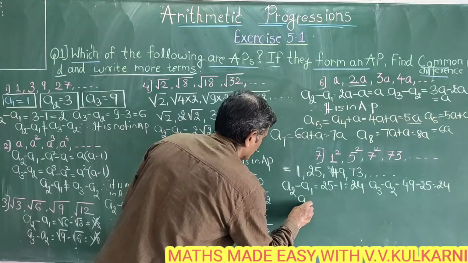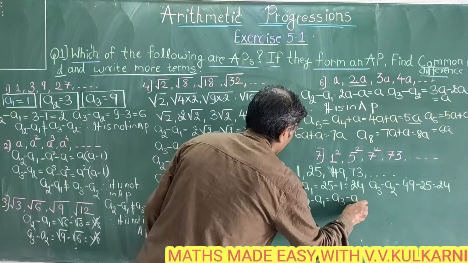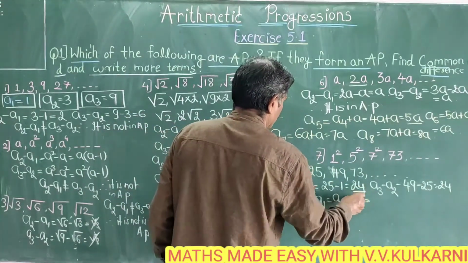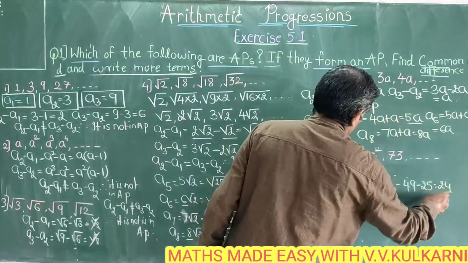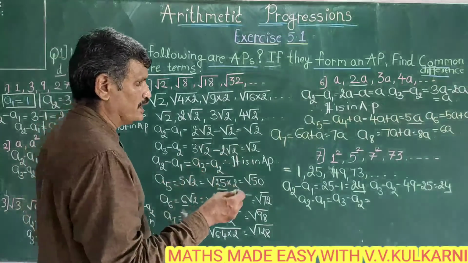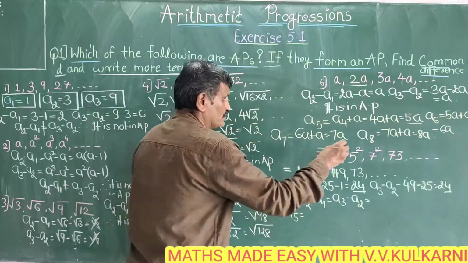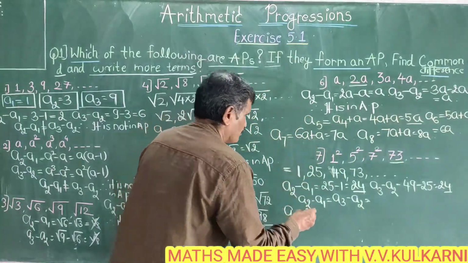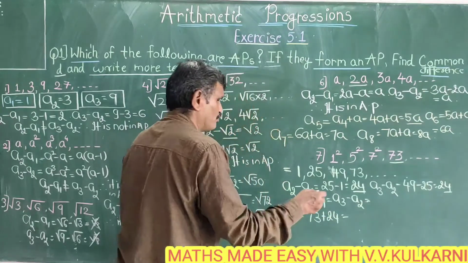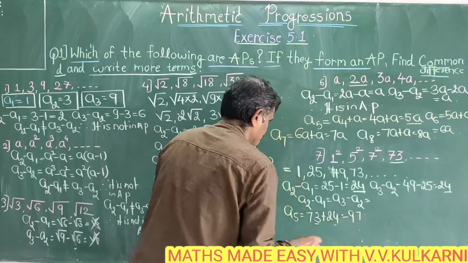So what I mean to say is, second term minus first term is equal to third term minus second term. And the common difference is 24. So children, if you keep on adding 24 to the previous term, you will get the next term. If I want the fifth term, then the fourth term plus 24, that is 73 plus 24. I hope you are smart enough to add it. 3 plus 4 is 7, 7 plus 2 is 9.